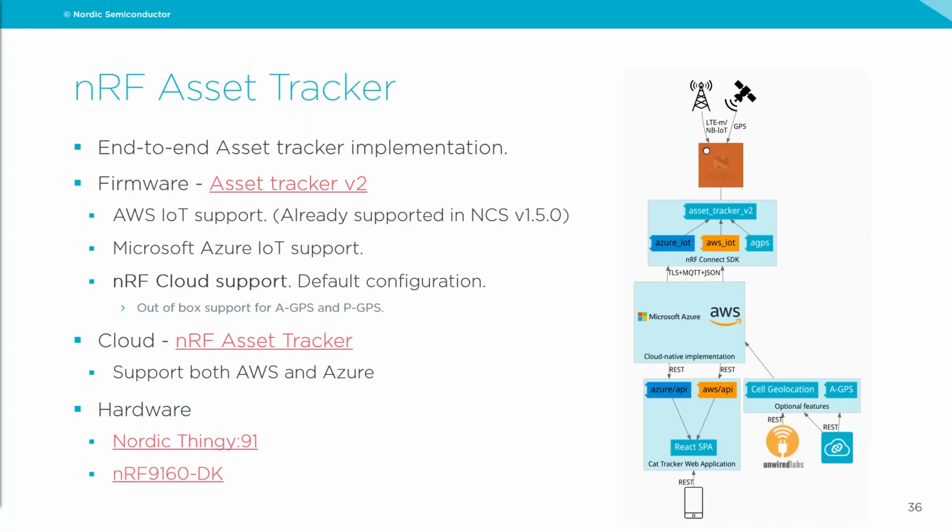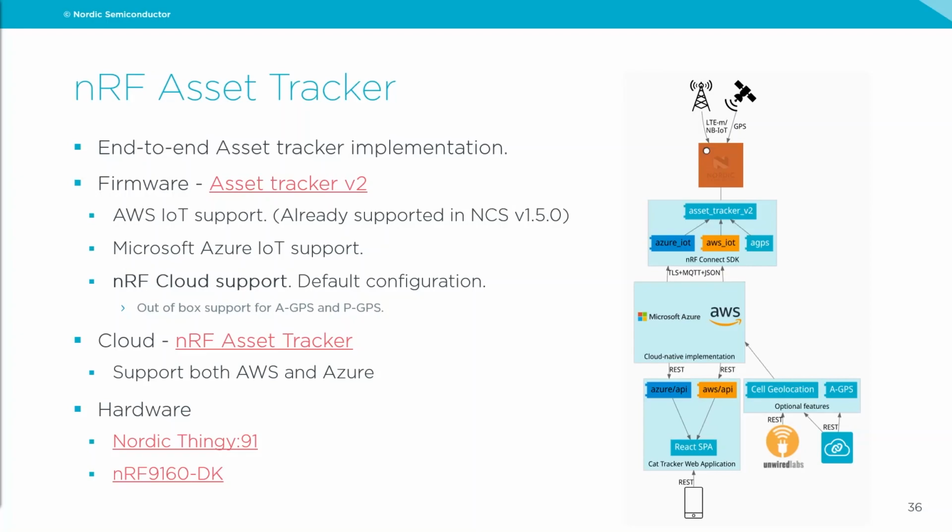Then over to the nRF Asset Tracker. This is our end-to-end asset tracker implementation. It mainly consists of 3 parts: a firmware part, a cloud part, and a hardware part. On the firmware side, it's the Asset Tracker version 2 application. It has now gotten support for Microsoft Azure and nRF Cloud, which is the default configuration.